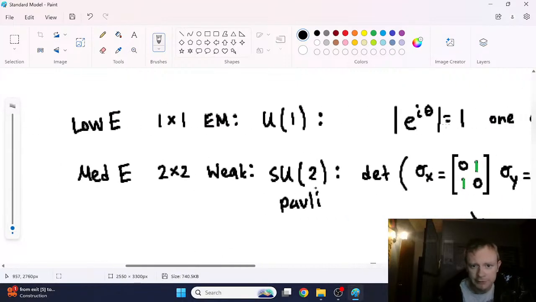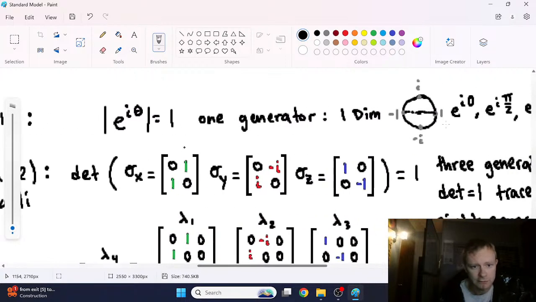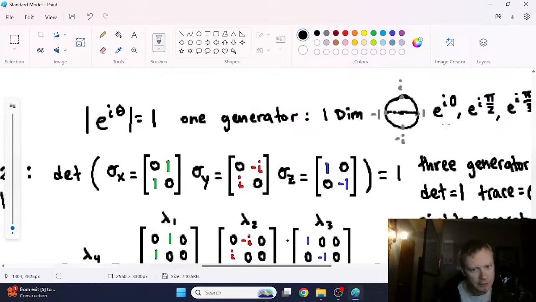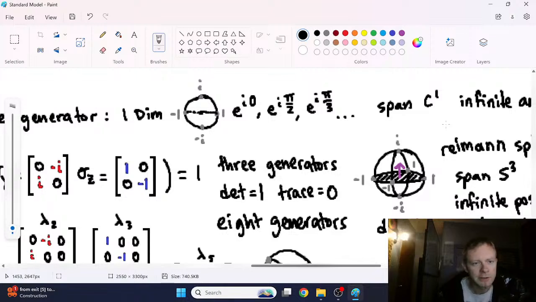Okay. And over here, we have a 2 by 2. So this is the weak. So now we're getting to the SU2, which is the Pauli matrices. Some 2 by 2 matrices, as you can see. They're just 1s or negative i's or negative 1s. It's nothing too complicated. All we're really doing is we're taking this little loop that we had here, and we're making 3 of them.